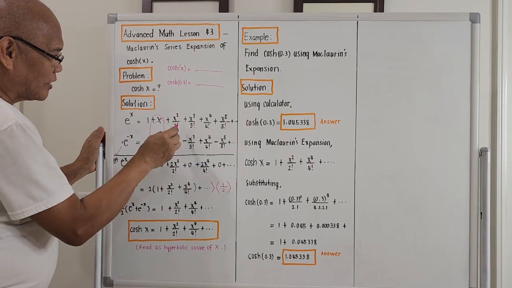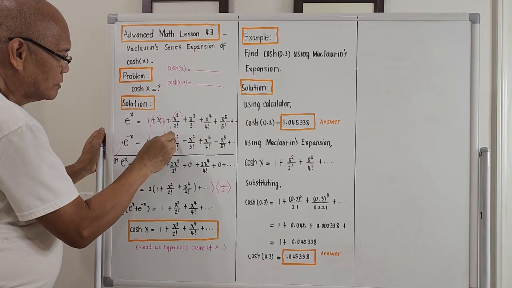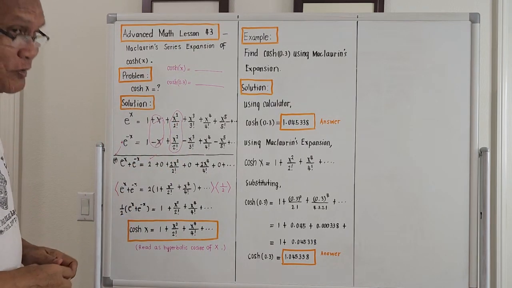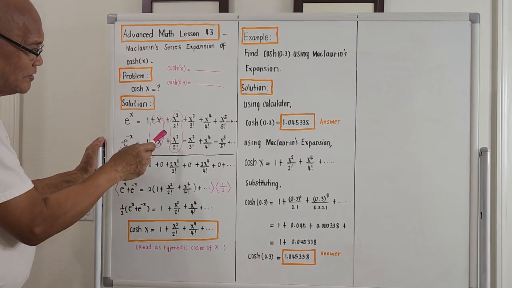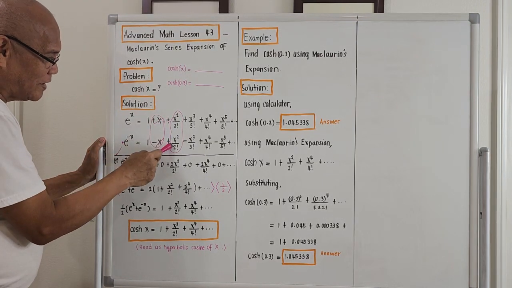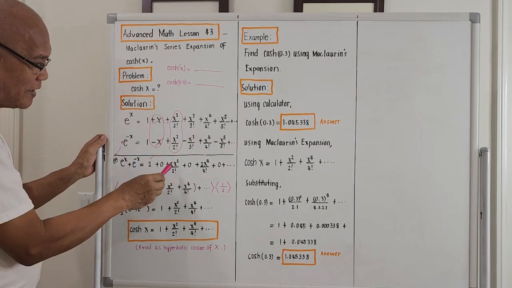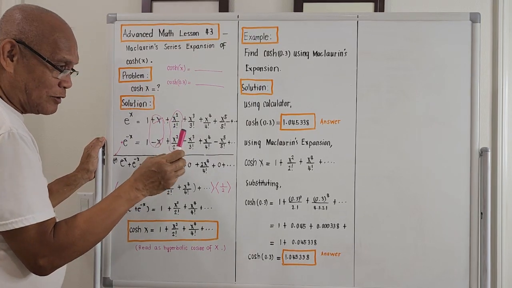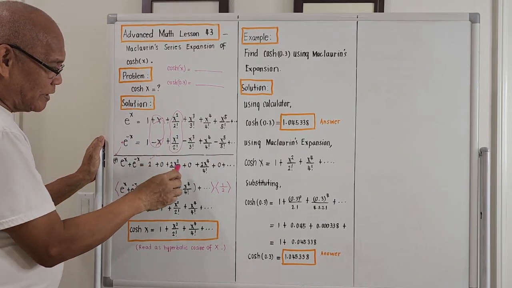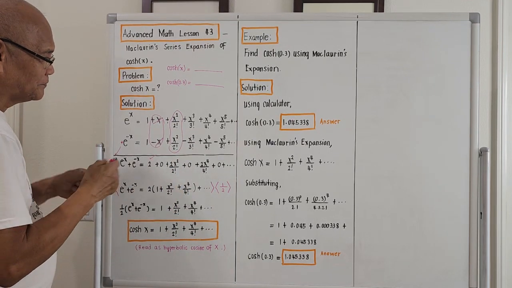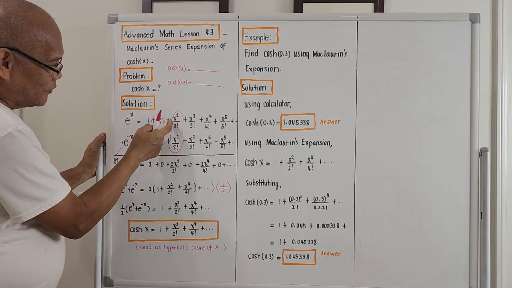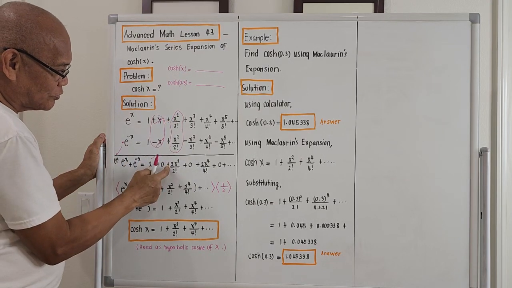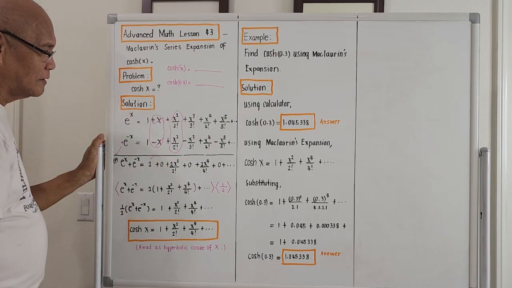So actually, if we try to combine this one, they are similar. Right? So this is 1, this is 1. So it is actually twice the term x squared over 2 factorial. The summation of this is just twice one of the terms. So this is 2x squared over 2 factorial.